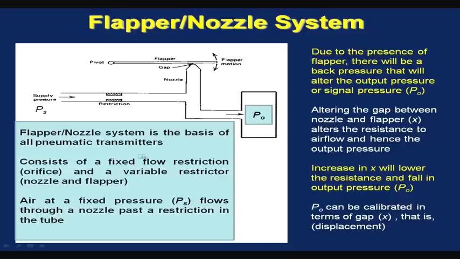So, let us repeat once again. The flapper nozzle system consists of a fixed flow resistance and a variable restrictor. Orifice is the fixed flow resistance and a nozzle and flapper works as a variable restrictor. Air at fixed pressure flows through this restriction and then through the nozzle. Because of the presence of the flapper, a back pressure will be developed, and as the gap between the nozzle and the flapper changes, this back pressure will change. Increase in the gap between nozzle and flapper will lower the resistance and fall the output pressure. So, the output pressure can be directly calibrated in terms of the gap between the flapper and the nozzle, that means distance.